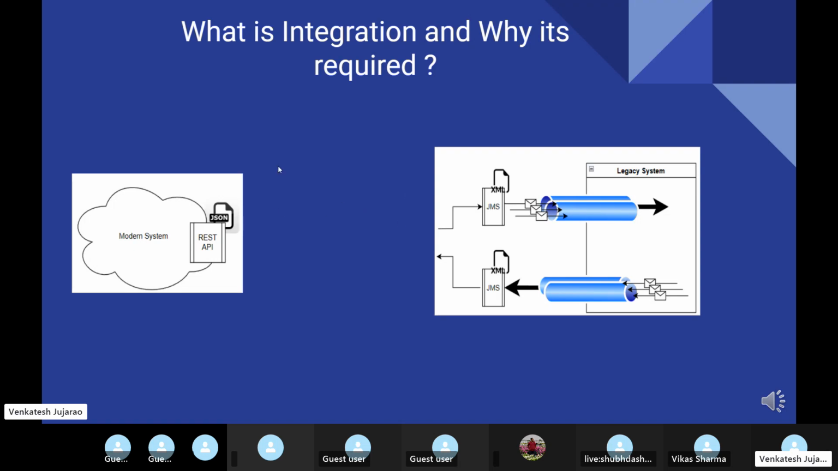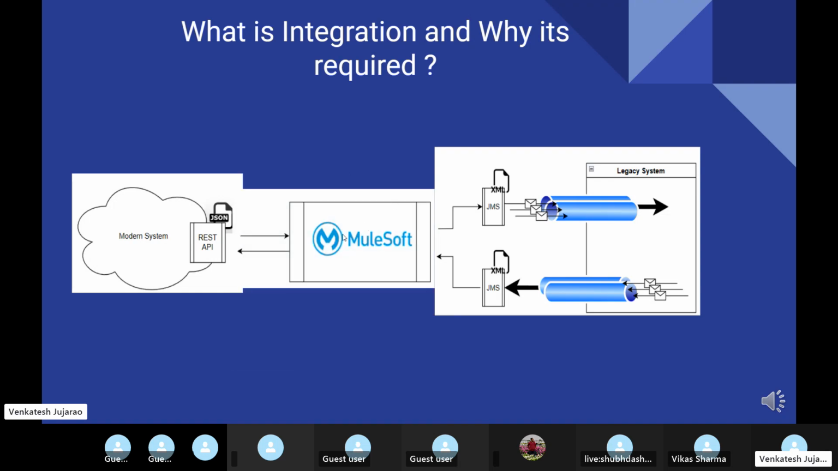This is where integration comes into the picture. We are going with a specific integration tool like MuleSoft here, which will take a request in JSON format on a REST API. It will do a certain transformation and push that request to the legacy system after transforming it to XML format on a JMS queue.